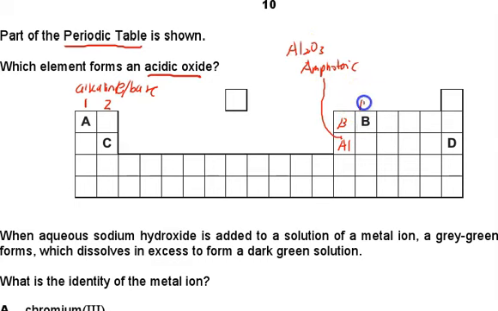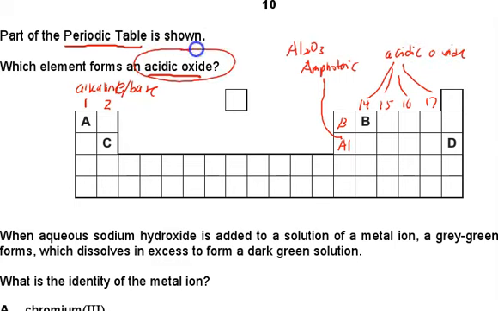Then there are groups 14, 15, 16 and 17. All these four groups form oxides that are acidic oxides. So they are asking for an acidic oxide, right? So the best answer here will be B.